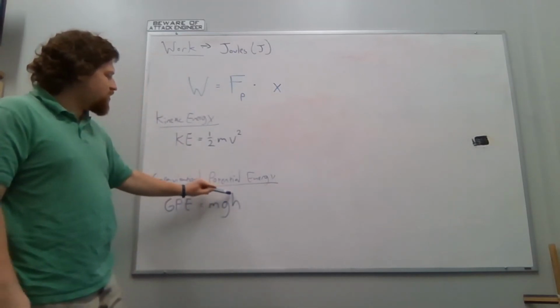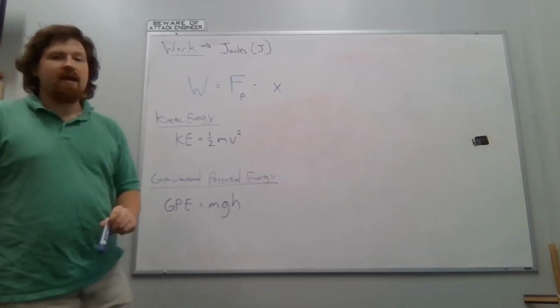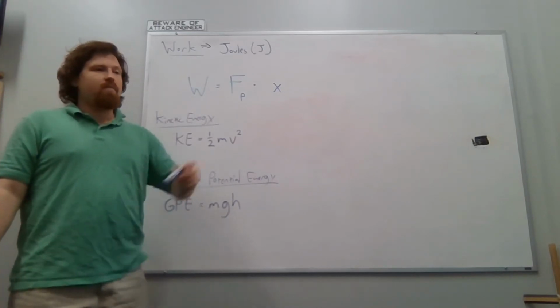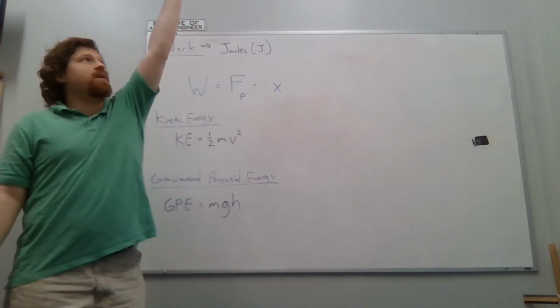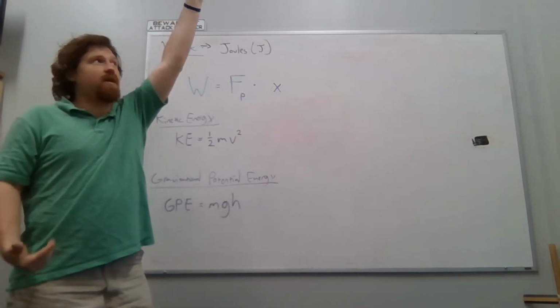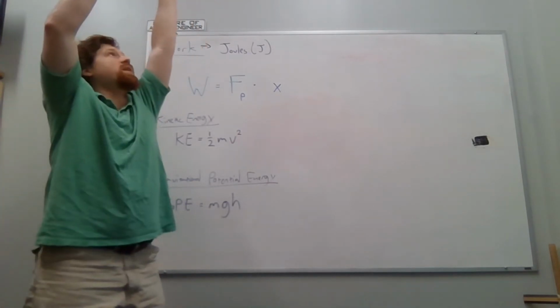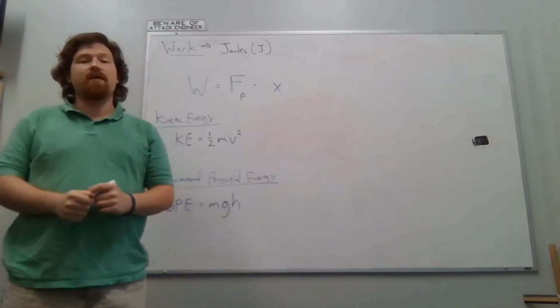Also, the higher you lift something, if H goes up, that means the object is going to have more GPE as well. Because the higher I lift it, it now has more potential to fall even further and to reach a higher velocity before it hits the ground. So the higher something is, the even more GPE it's going to have.